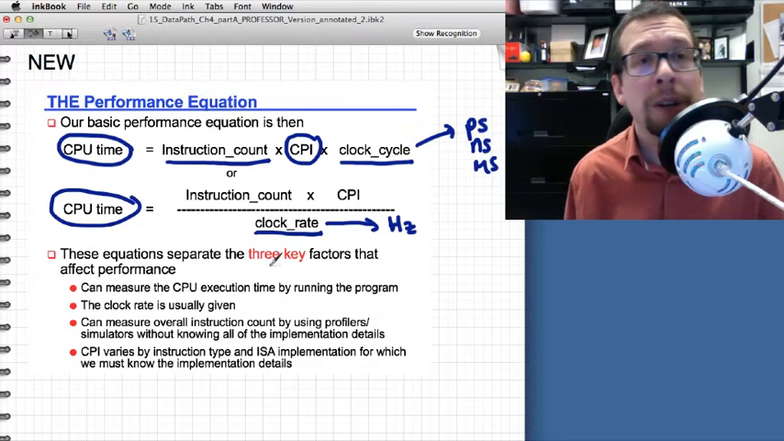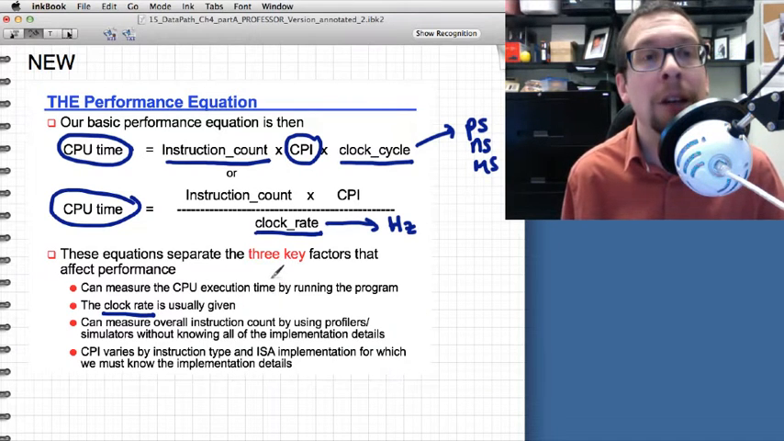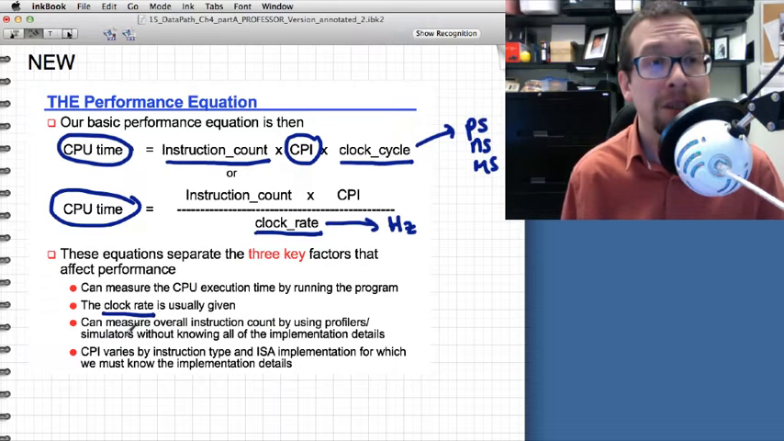So these equations separate the key factors that affect performance. You can measure the CPU execution time by running the program. You normally know what the clock rate is, and in the case of the PIC32, you've seen how to set it to different values, whether it's 40 megahertz, 80 megahertz, or 5 megahertz. You can measure the overall instruction count by using simulators, so you can do that as well.